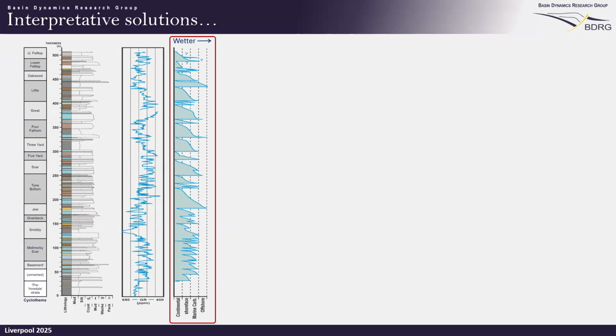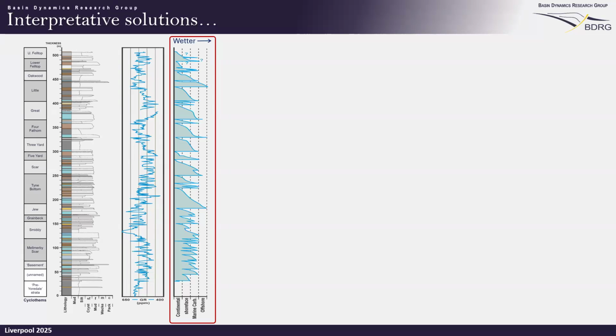So here's the cyclothems, here's the log simplified, here's the gamma trace. And for the first time, I think, I've interpreted a water depth curve from all of that data. So that's water depth, getting wetter towards the right here, like that. So that's a kind of result. That's very nice, I think.